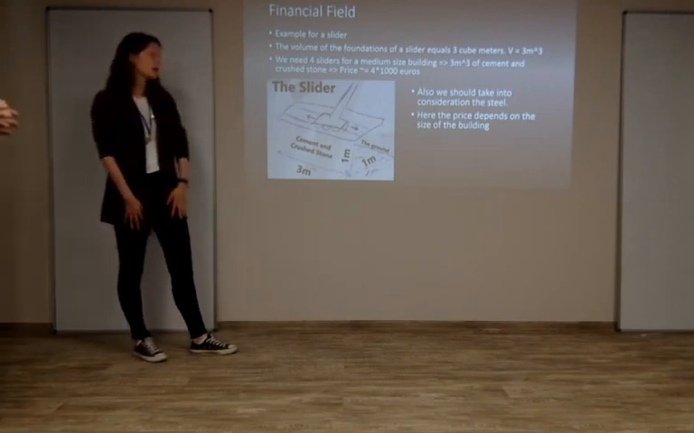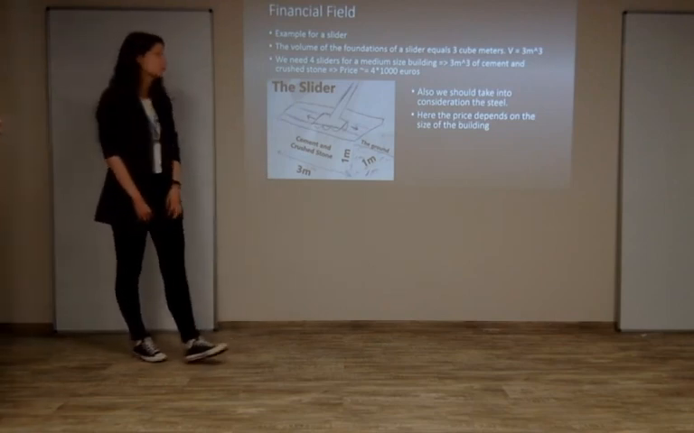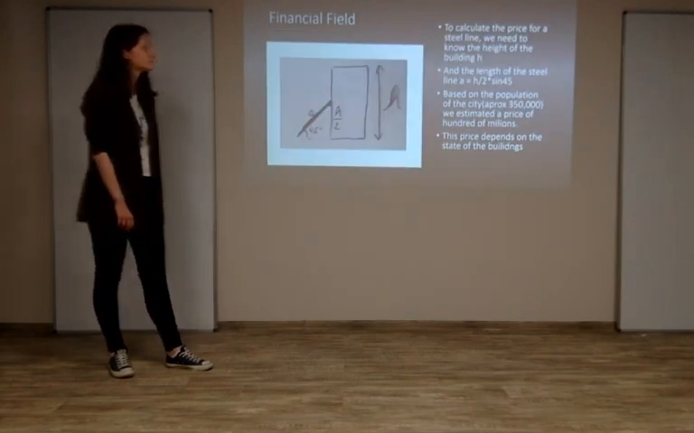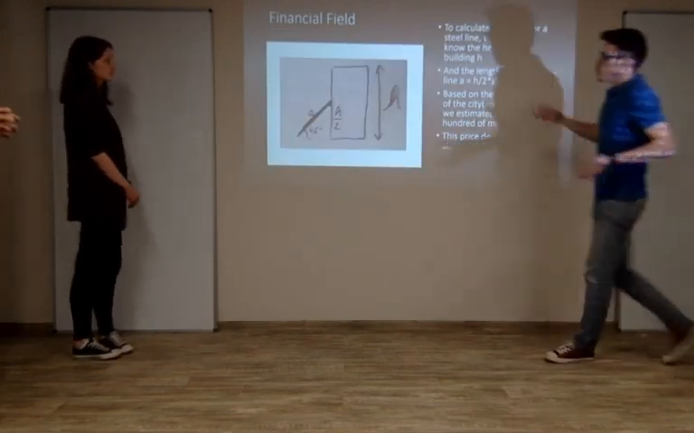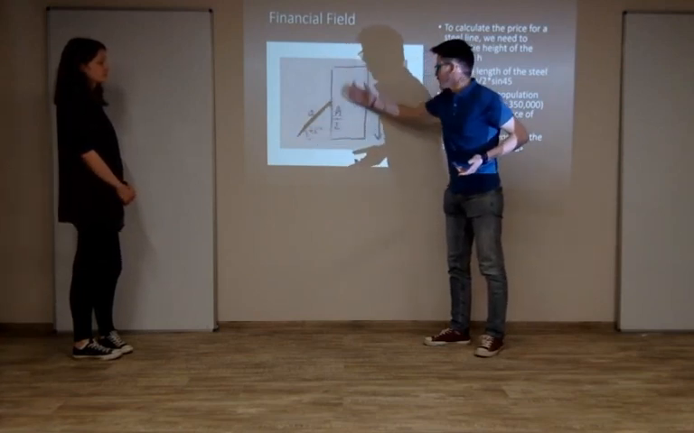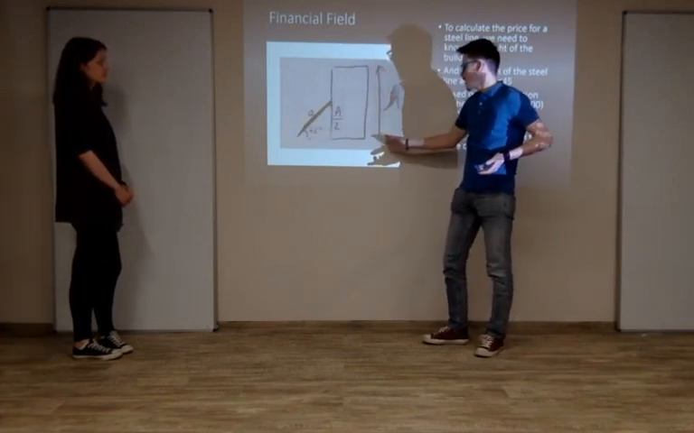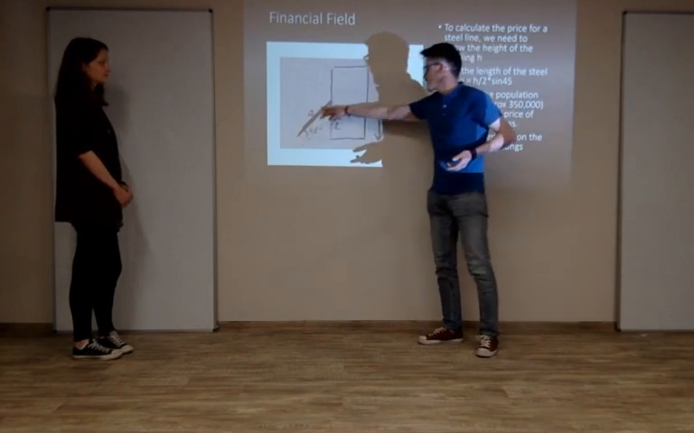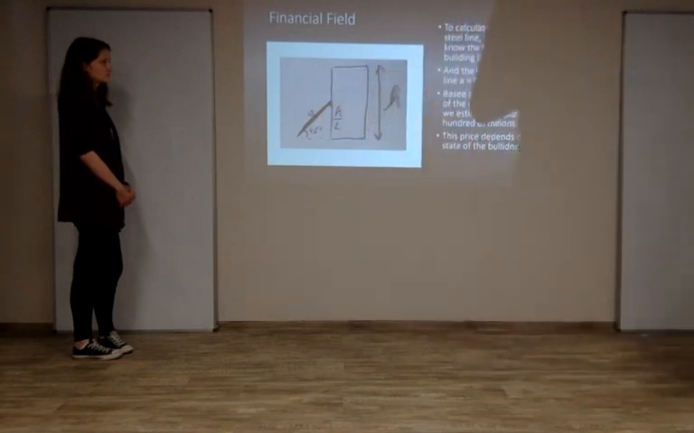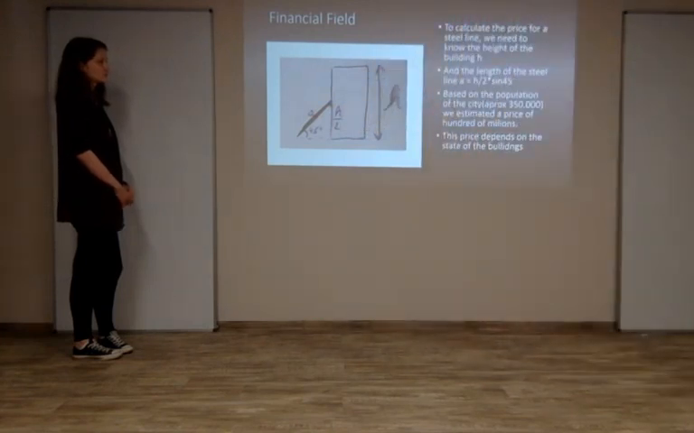Here the price depends on the size of the building. If we take into consideration one side, we have this steel line. If we have the height of the building, we could calculate this distance, and we know how much steel we need and make a cost.